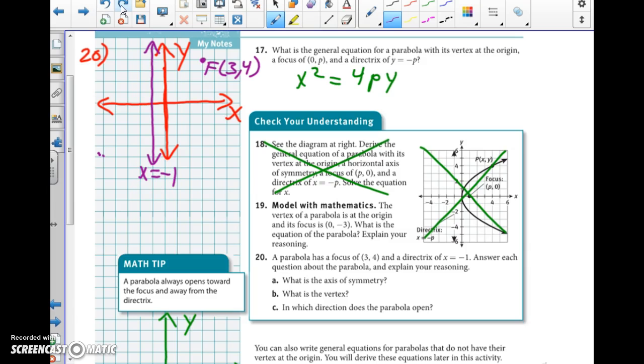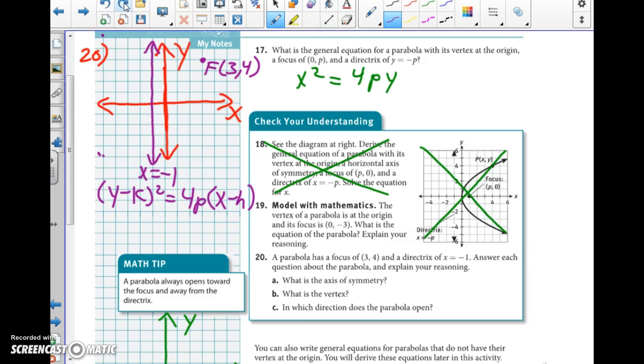All right, now let me ask you something. If that's your focus, 3, 4, and that's your directrix, x equals -1, what's located halfway between the focus and the directrix? The vertex. So you guys tell me now, where's the vertex? 1, 4. Very good. You guys got it. It's halfway in between. It's 1, 4. That's what you're going to see.